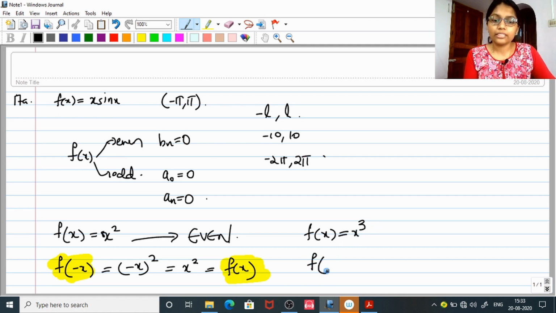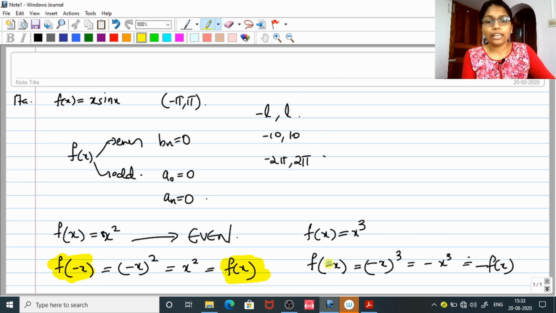Okay, now please check out f of negative x, with negative x the whole cube. It is like negative x cube, isn't it? Negative raised to an odd number is negative. So you can write it like negative x cube is simply negative f of x. So you can have it like f of negative x is negative of f of x. Then you can say that the given function is an odd function.